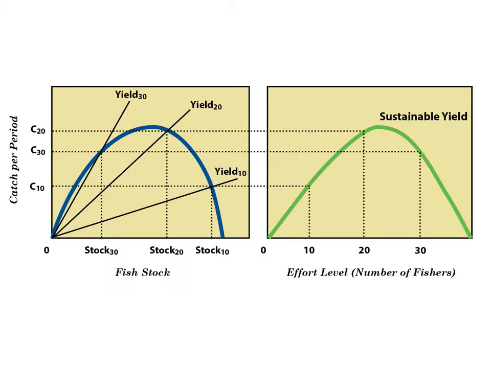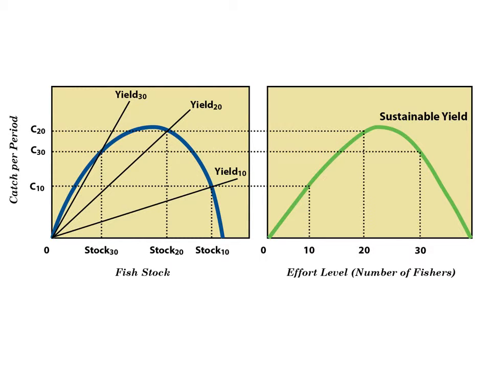Now, if you take the stock and the effort, this is the graph on the right: the effort of 10, and that looks to be a catch of 10. So that would be the first intersection right there. And then we would have an effort level of 20 with a catch of 20, the next intersection on the sustainable yield, and then an effort level of 30 and a catch of 30. So the blue line is equal to the sustainable yield.